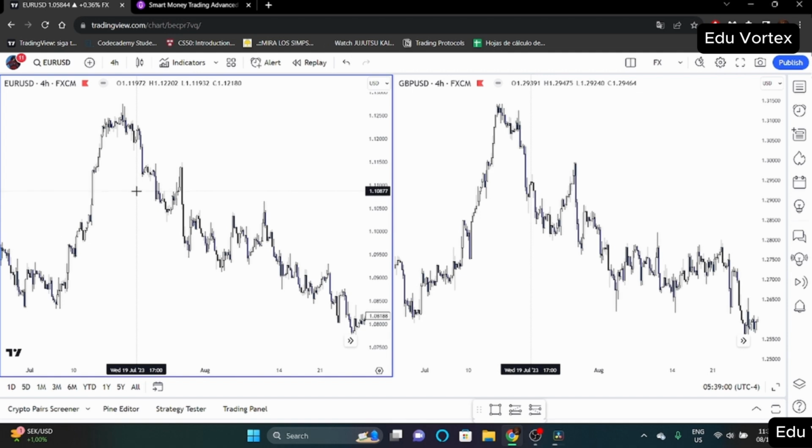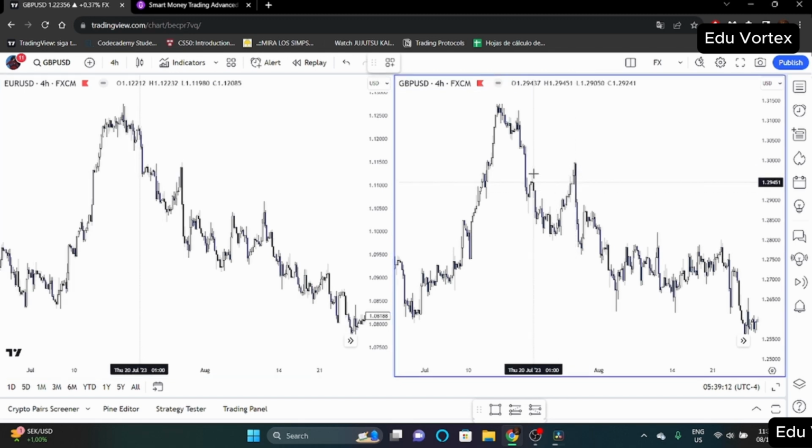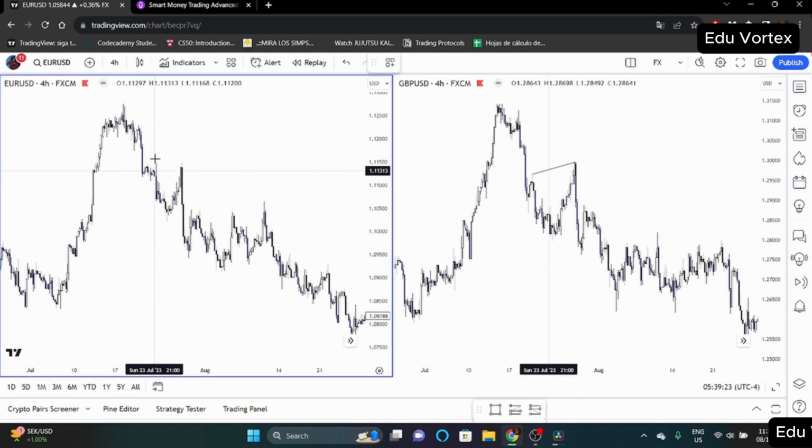Right here, you can see my cursor on the right, GBP. GBP runs through this high right here and does this. And Euro does the exact same thing. Okay, so they're correlated right now. There's no problem.